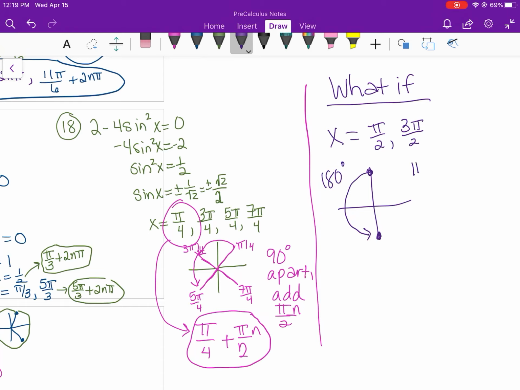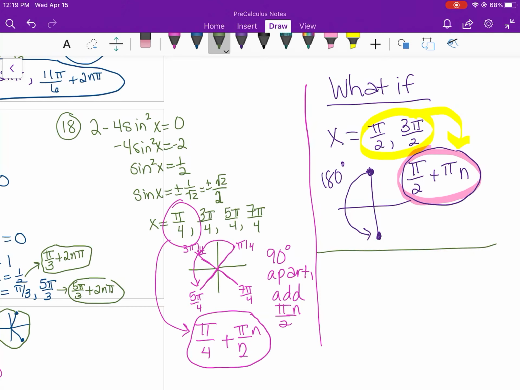So I'm going to take pi over 2, which is the first one, and I'm going to add 180 degrees, which is pi n. That takes care of both of these answers. So what you want to do is you want to state the formula that I have here in pink as your final answer, because that takes in both of those answers that I circled in yellow.